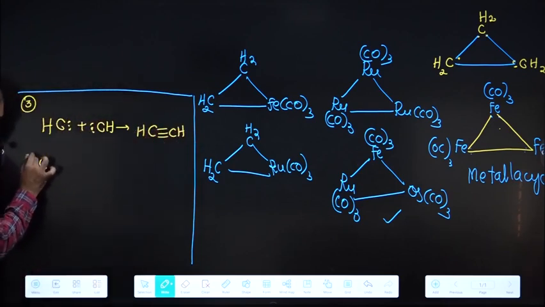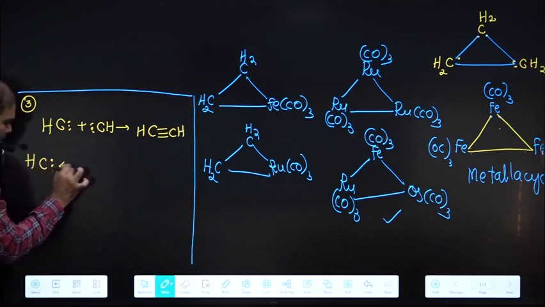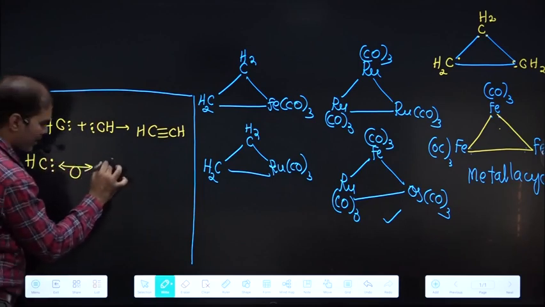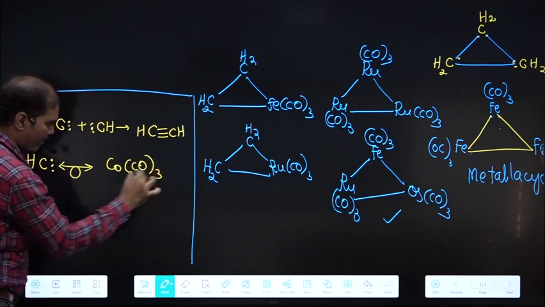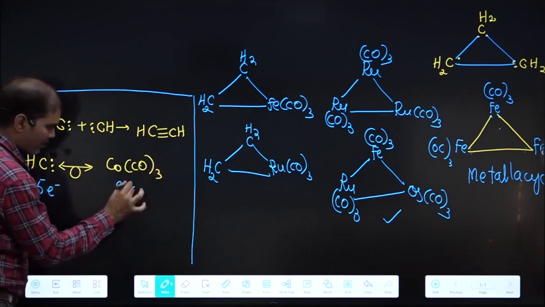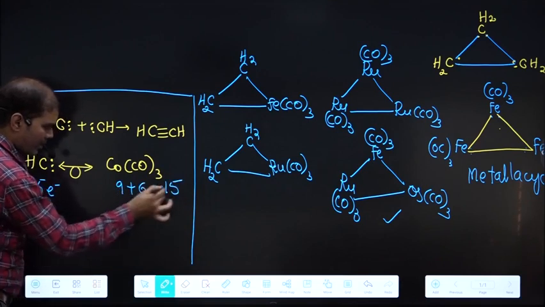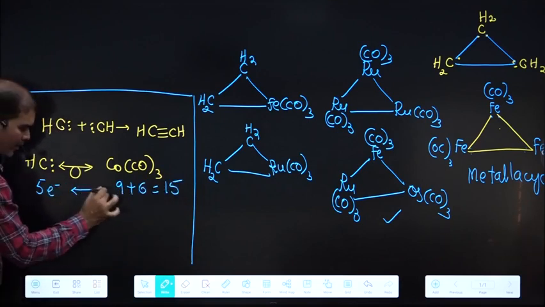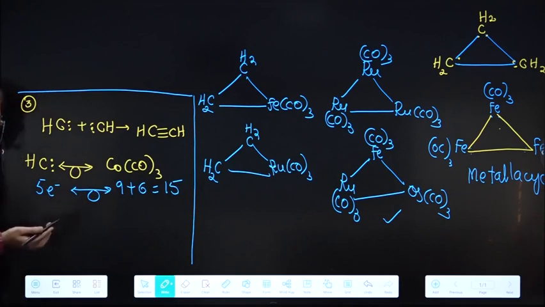Likewise, it is isolobal with which fragment? Can I take Co(CO)3? How many electron system is it? 5 electron. This is 9 plus 6, 15 electron. So a 5 electron system is isolobal with a 15 electron system.